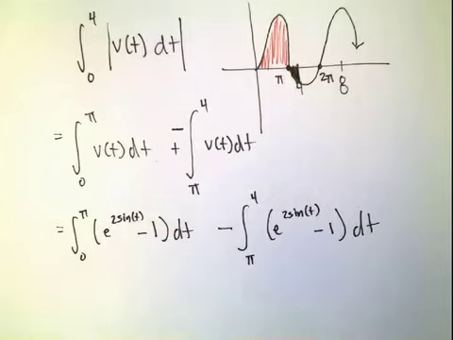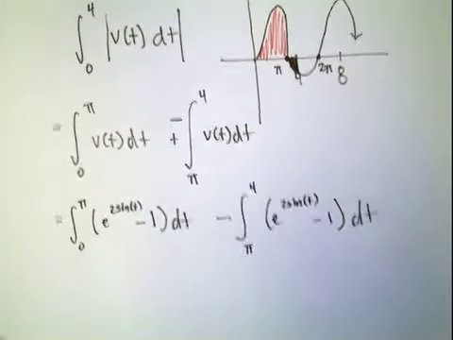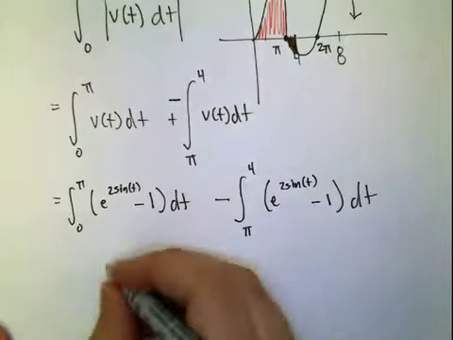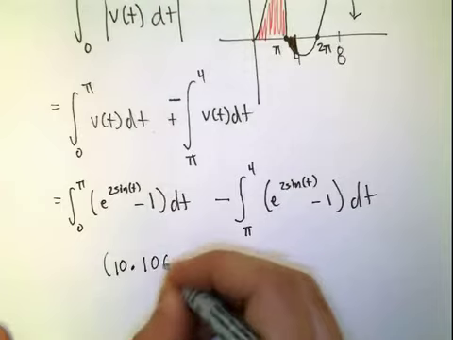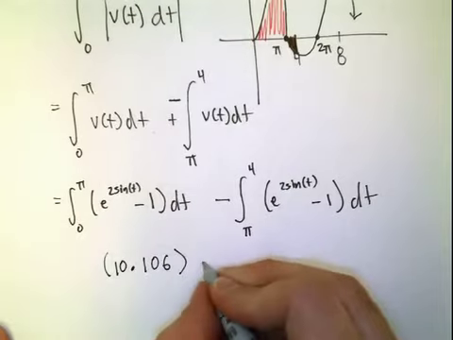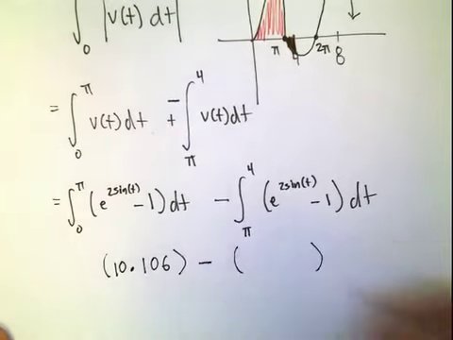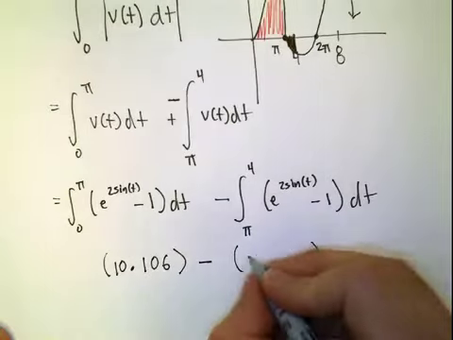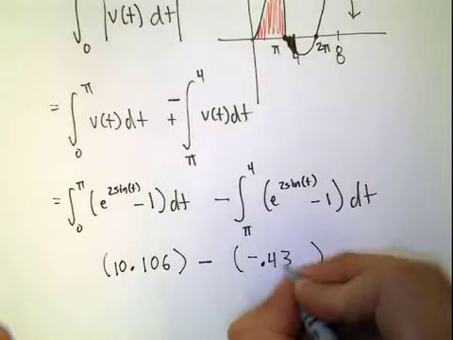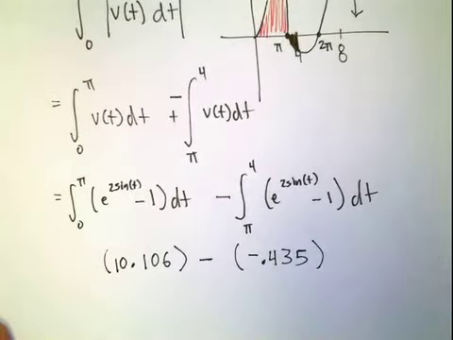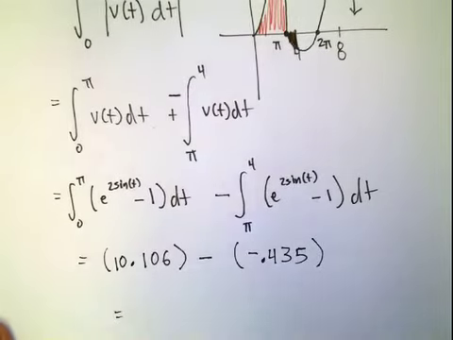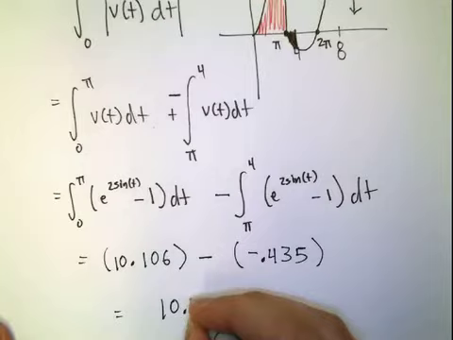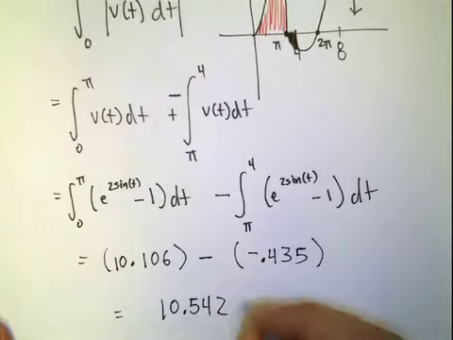Thankfully, it's a calculator section, so I don't have to solve this by hand. I'm ready to plug it into my calculator, store the numbers, and combine them. So this first integral, I solve it on my calculator and get 10.106 something. I store the number, subtract, do the next integral in my calculator, and get negative 0.435 something. Store it. We're going to combine these together. A negative negative will add them up to 10.542.